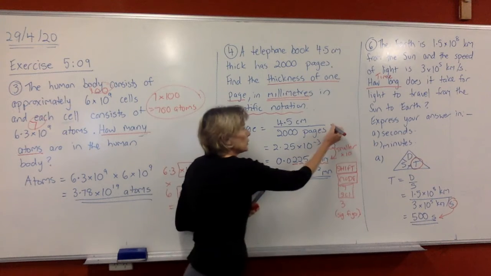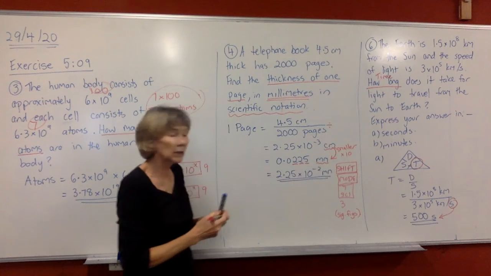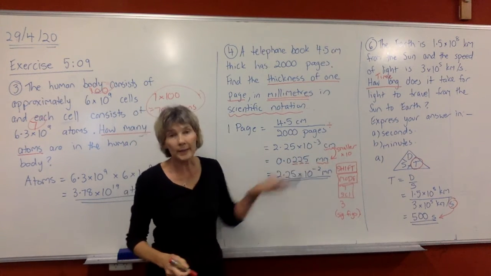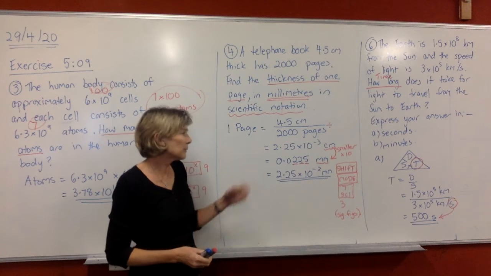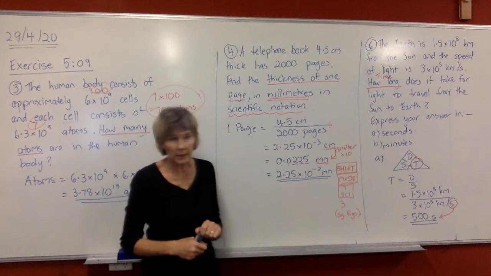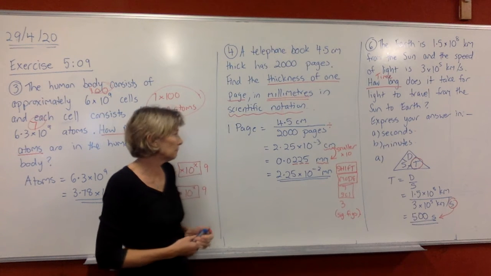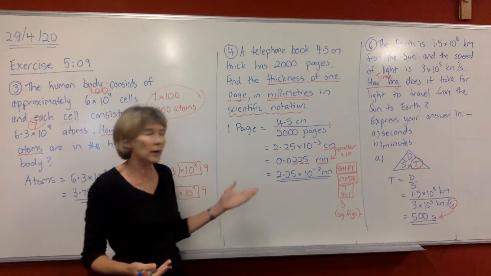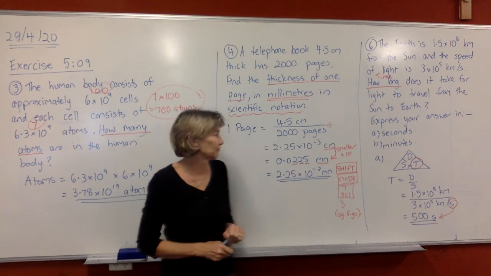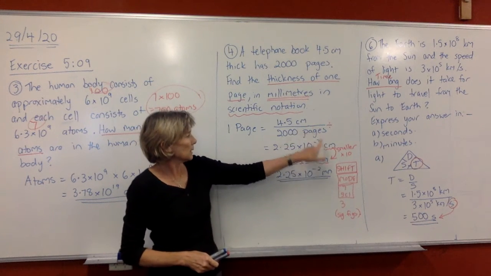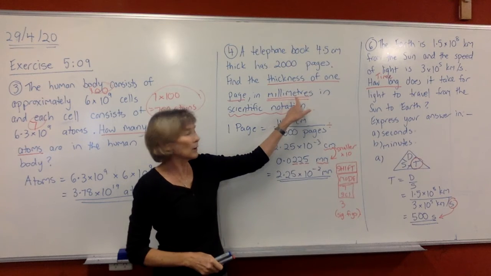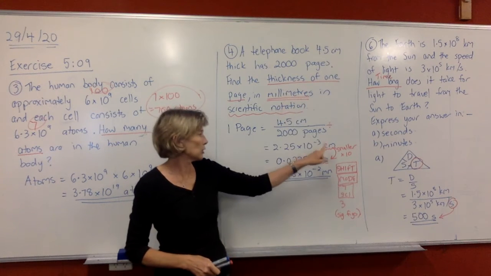So when we do that, the calculator gives you this answer. It's already in scientific notation. Some of you may find that your calculator doesn't do that. It might give you the answer as a decimal. Some of them are a little bit different. Whatever it gives you, just write down whatever answer it gives you. Now that's in centimetres, okay? We now have to convert to millimetres because that's what the question wants.